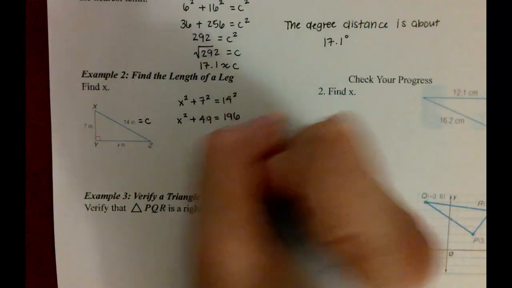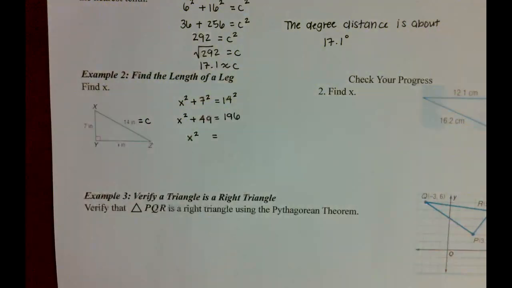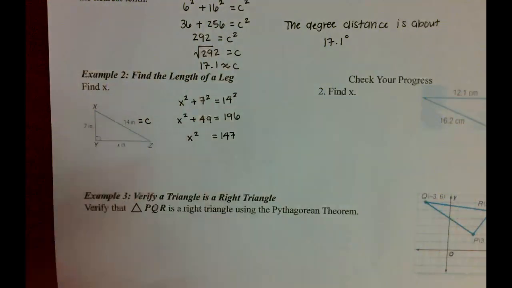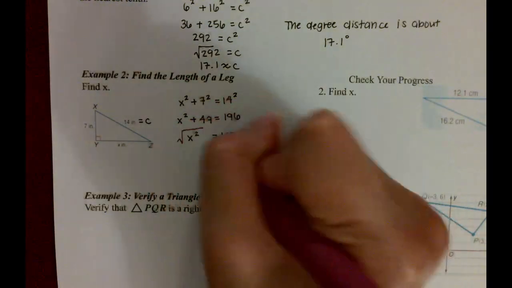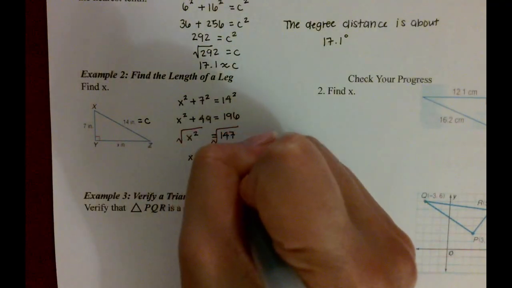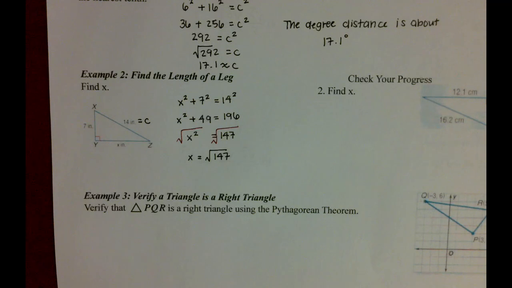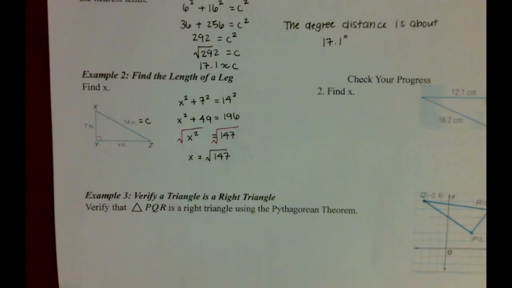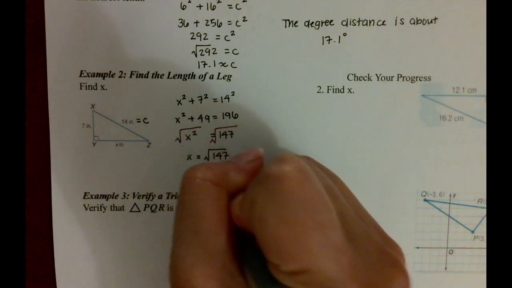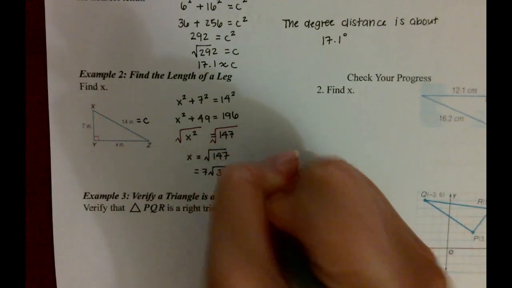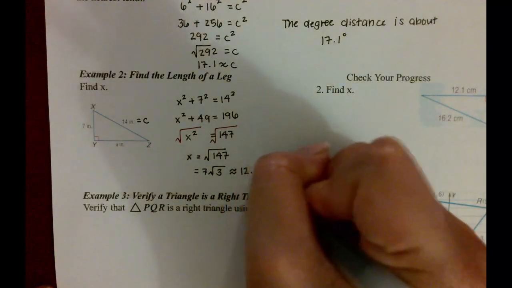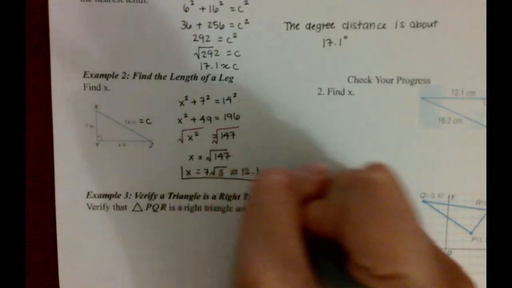Then I'm going to subtract the 49 over. 196 minus 49 is 147. Then I'm going to get rid of the square by square rooting. So x equals the square root of 147. This simplifies to 7 square root of 3, which is approximately 12.1. And there you go.